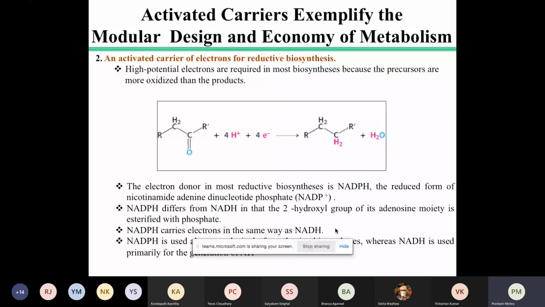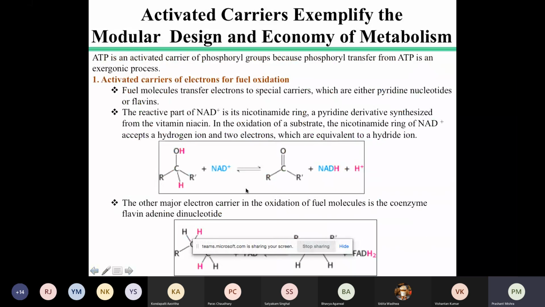When I have NADP plus, this is a phosphoryl group. It tells us that the cell is rich in energy because a phosphoryl group is attached. On the other hand, here the phosphoryl group is not attached. That means the cell is lacking energy. So whenever NAD plus is there, most of the time it is responsible for oxidation, where your fuel molecule will be oxidized. And during this process, NAD will be converted into NADH.